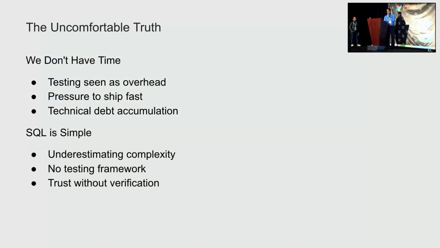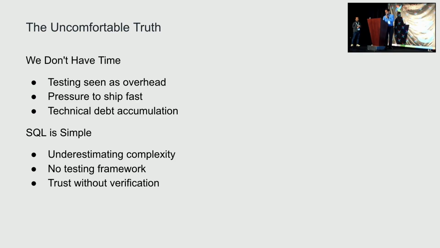Okay, so why don't we test SQL? I've heard all the excuses. Because we don't have time and testing is seen as an overhead, we're always under pressure to ship fast, and that leads to tech debt. And also SQL is simple, which I'm sure I may have convinced you in the previous slide that it's really not that simple, especially in most companies, where the SQLs are even 500 lines long, so the potential chance of bugs in your code is much higher than in a simpler setting.